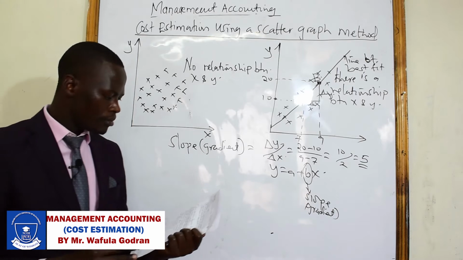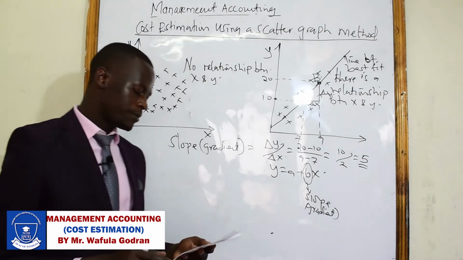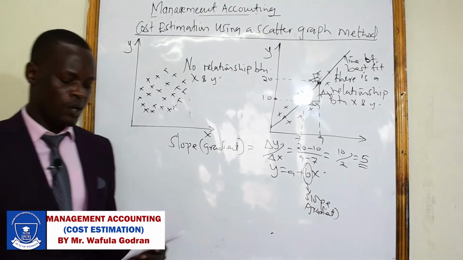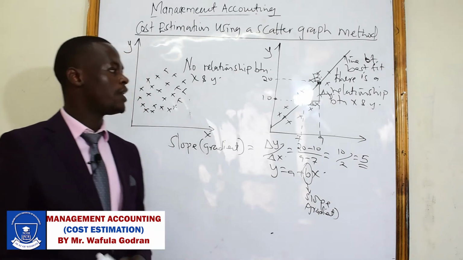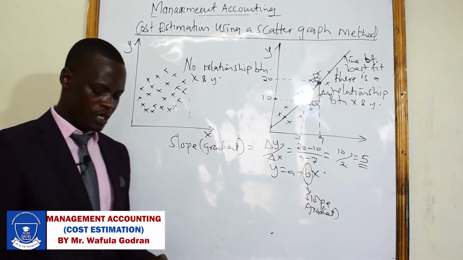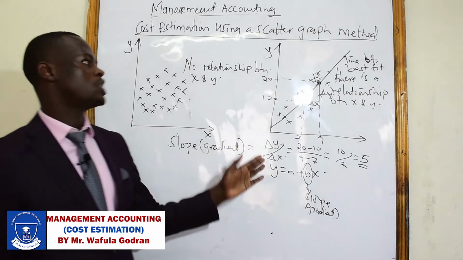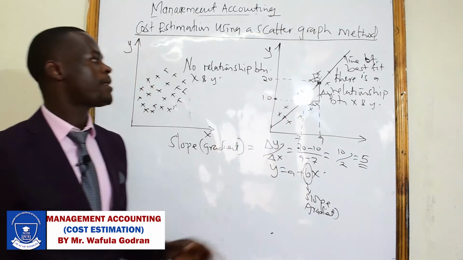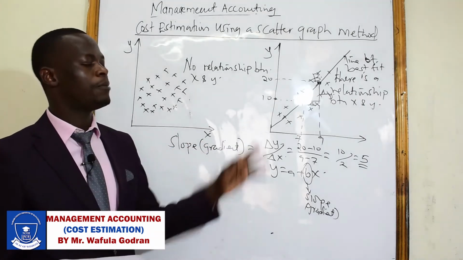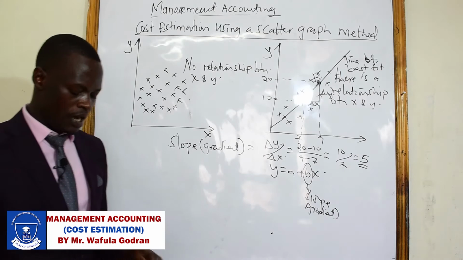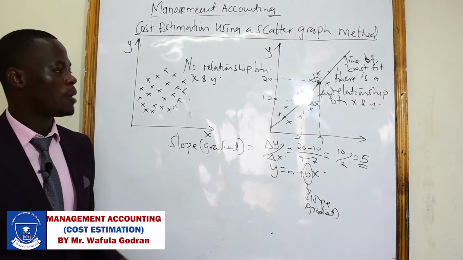The advantage of this method is that it takes into account all the observations, unlike the high-low method. With the high-low method, we only pick the highest and the lowest point. But here, we have to draw a line that will cut across the points and give us a balance for all the other points that have been plotted. Number 2 is that it is easy to apply.